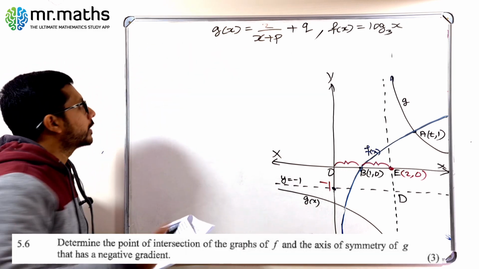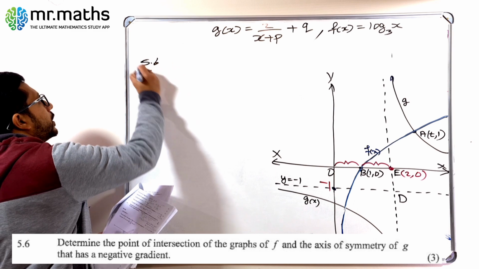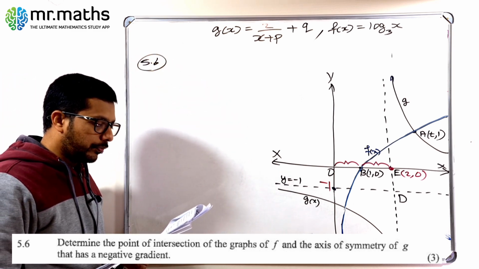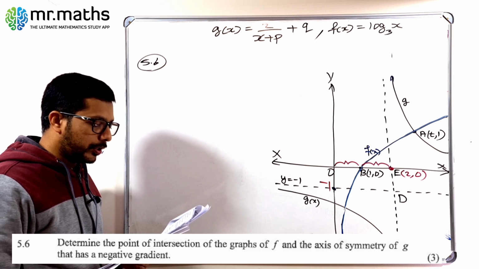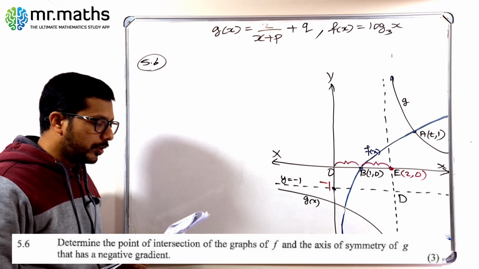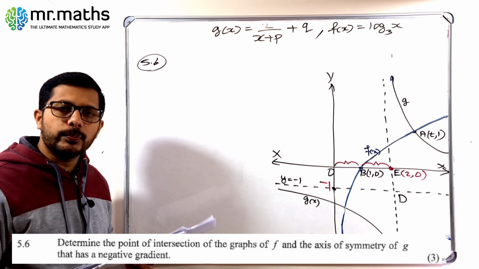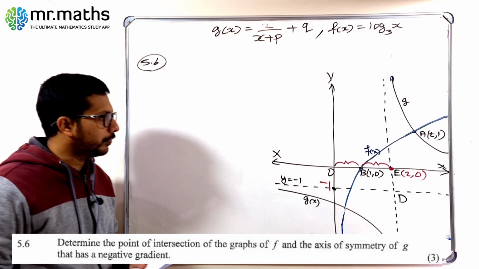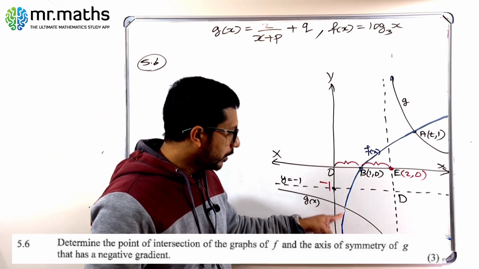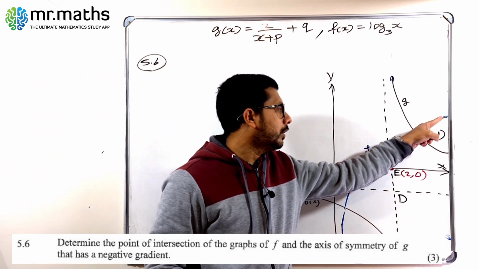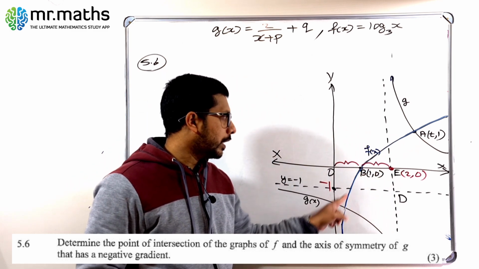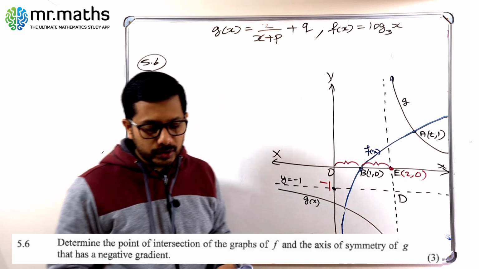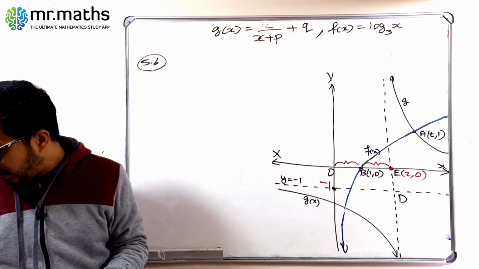Question number 5.6. Determine the point of intersection of the graph of f and the axis of symmetry of g that has a negative gradient. Wow, what is the meaning of that one, guys? Determine the point of intersection of the graph of f. Which one is our graph? This logarithmic graph. So you have to find the point of intersection of this f of x graph, this logarithmic graph, and the axis of symmetry of g that has a negative gradient.